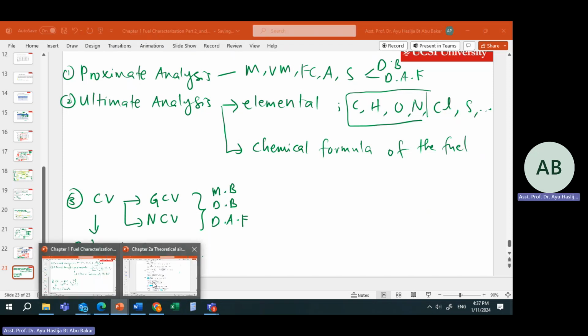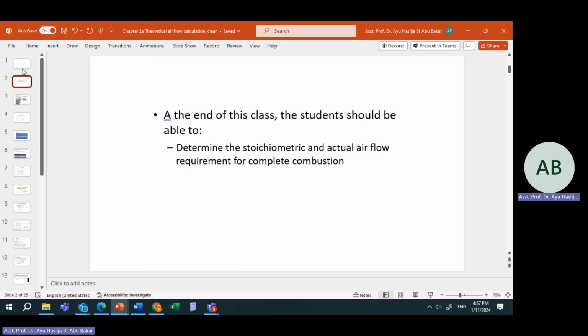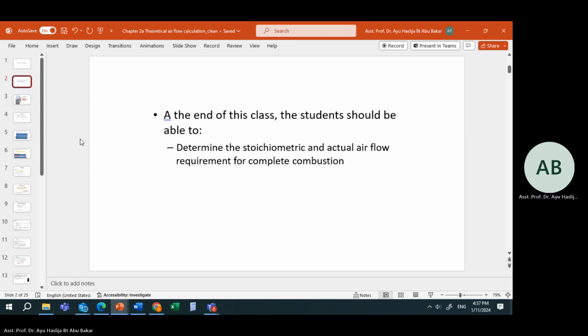Okay, so I need to start chapter 1 a bit. Sorry, chapter 2. Okay, for chapter 2, you will know how to calculate the combustion equation. We start with the theoretical airflow calculation, where at the end of the class, you should be able to determine the stoic and actual airflow requirement for complete combustion. In this topic, we focus on complete combustion. In the following chapters, then only we will touch on incomplete.